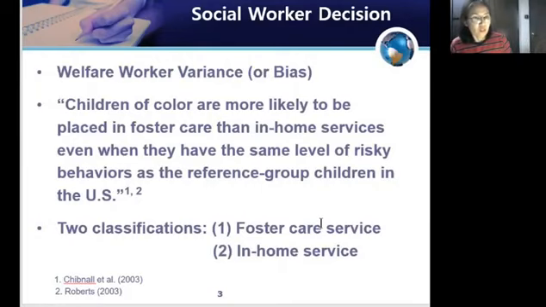So here are two classifications, foster care and in-home care. One is regarded as a treatment group, and the other is like a control group. Yes, there are more different service care types, but to avoid complexity, I just put two in this study.